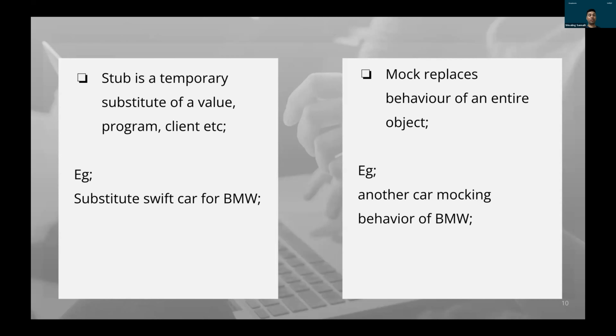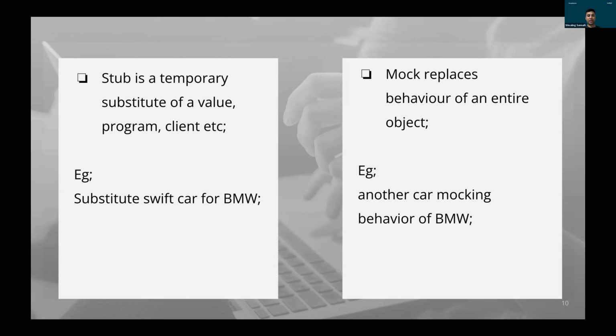So that's the difference. When you want to stub a car, you can use a Swift car or any car, right? This is one example. But if you want to mock the behavior of a specific car, then you might have to modify it. Maybe you want your Swift to behave like a BMW, then you might have to bring in some features, like a dashboard or some of the engine features, to make it appear like a BMW. You're making your Swift behave as if it is a BMW.